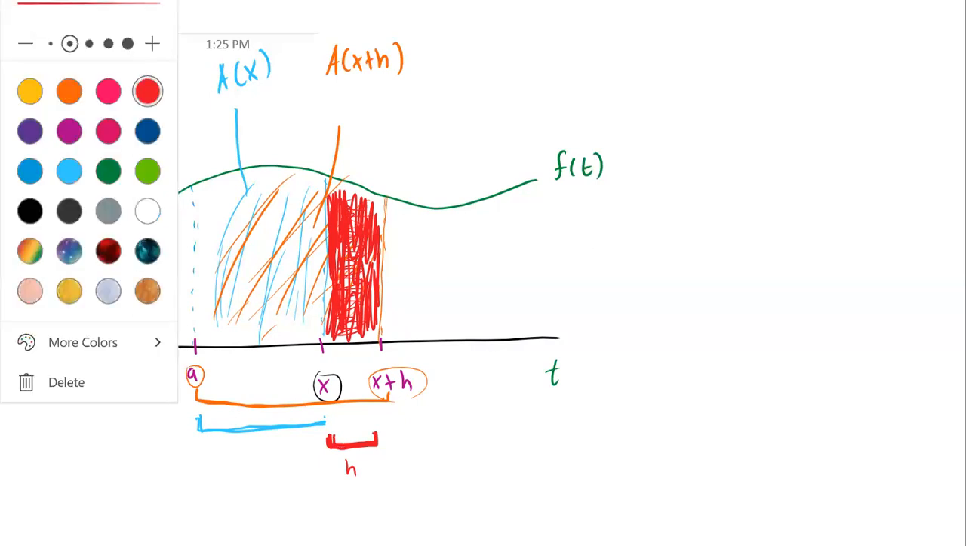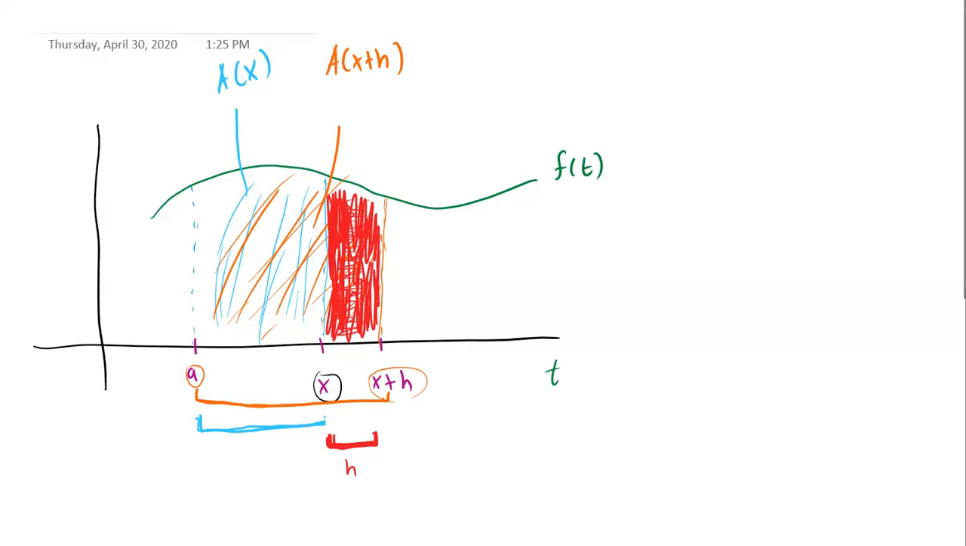Calculating that, the area in the interval in orange, as we saw, is just A of x plus h, so the right endpoint is x plus h. We want to subtract from that the net area in the interval in blue, and the right endpoint of that interval is x. So that's A of x.